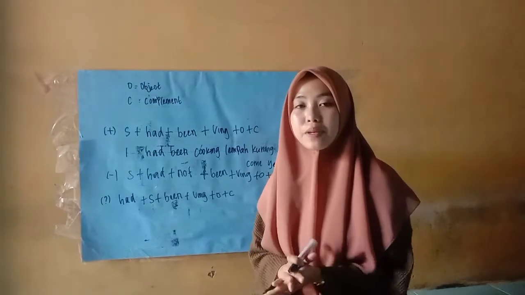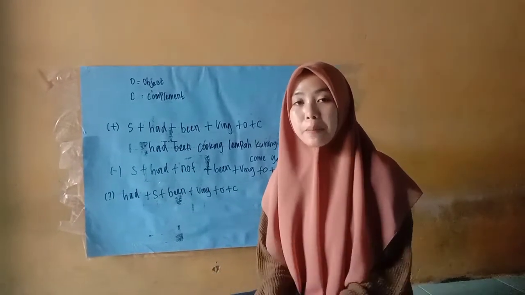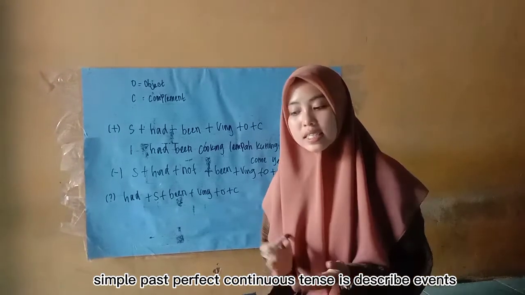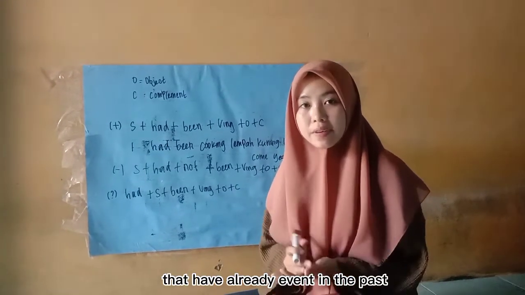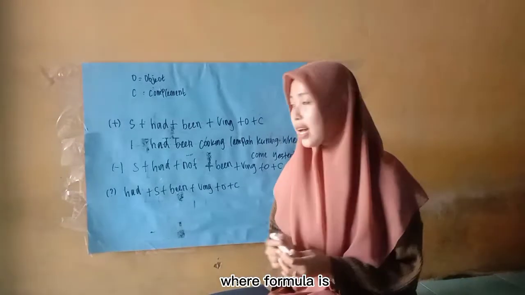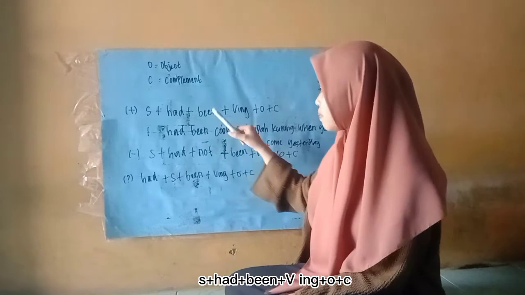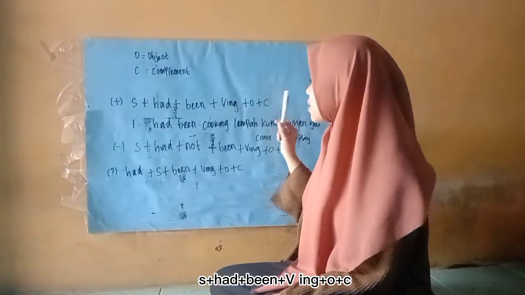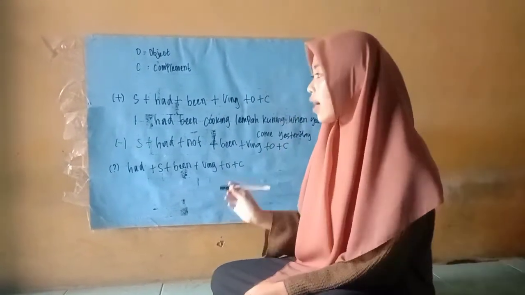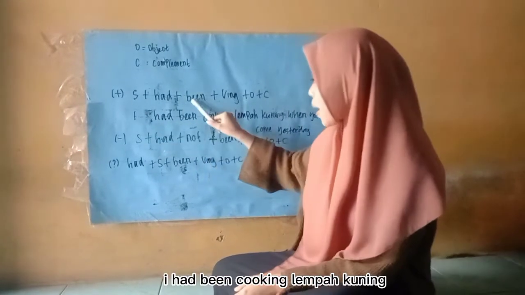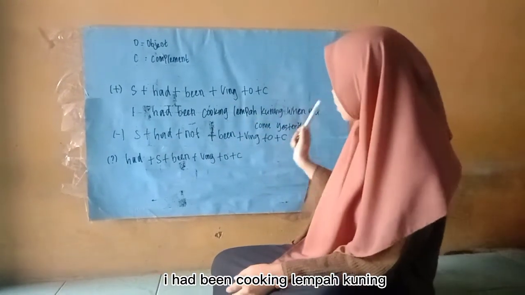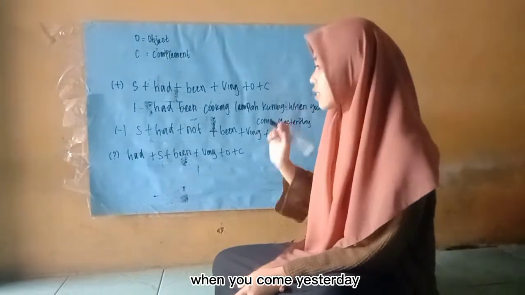The eighth is simple past perfect continuous tense. Simple past perfect continuous tense describes an event that had already happened in the past. Where formula is if positive subject plus had plus been plus verb plus ing plus object plus complement. Where example is I had been cooking lempah kuning when you came yesterday.